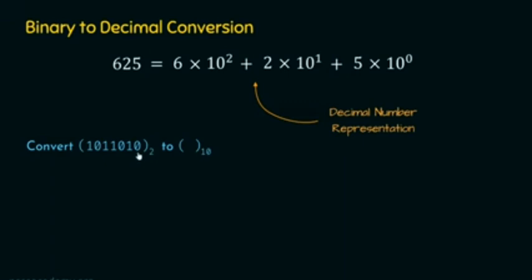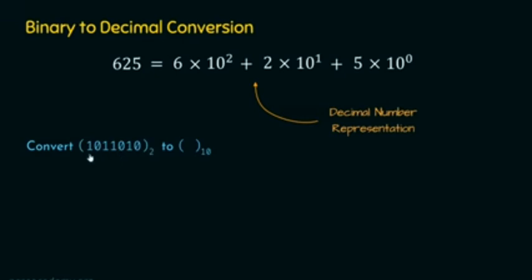Here the position of this digit 0 is 0. Position of this digit 1 is 1. Position of this digit 0 is 2. Position of this digit 1 is 3. So in this way we can obtain the position of each digit. Now we need to multiply each digit by its positional weight. So 0 must be multiplied by 2 to the power 0. 1 must be multiplied by 2 to the power 1. 0 must be multiplied by 2 to the power 2. 1 must be multiplied by 2 to the power 3, and so on.